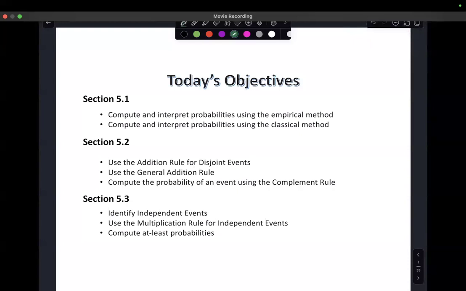We've been doing a lot with statistics. Today we're going to do probability.